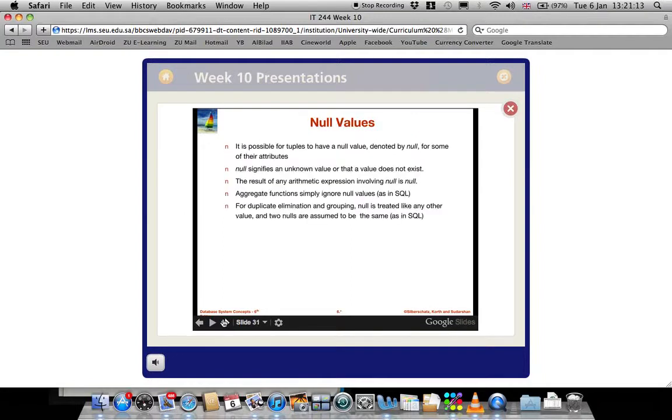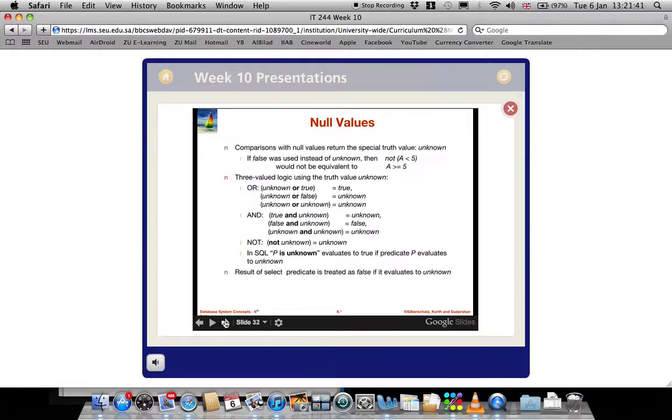Null values are also important. I think you studied in Java that null means we have no value. In the database, null could mean that there's no value, and also it could mean a missing value or an unknown value. Either way, we call this a null value. So you need to know what null value means.